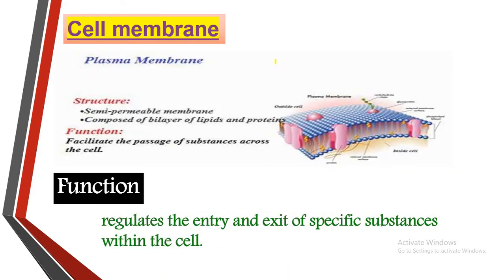Number 2 is the cell membrane. It lies beneath the cell wall, so we can call it the cell membrane or the plasma membrane. The plasma membrane is semi-permeable, meaning that it can allow some molecules to pass out or inside the cell, but doesn't allow other molecules, depending on the cell's need. So its function is to regulate the passage of certain substances across the cell.